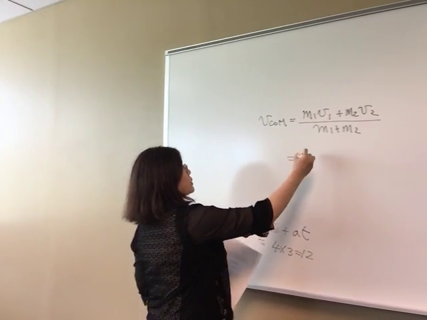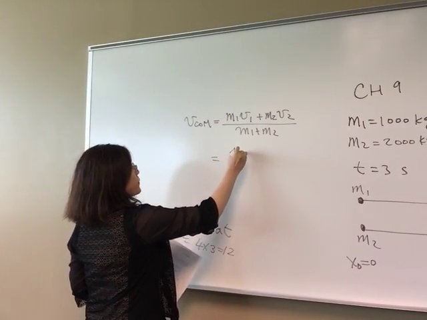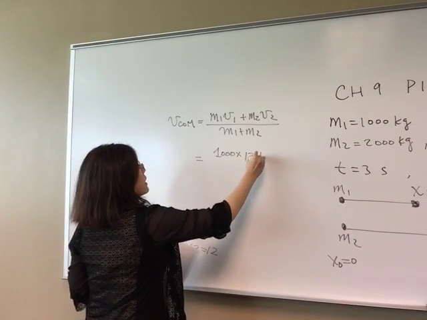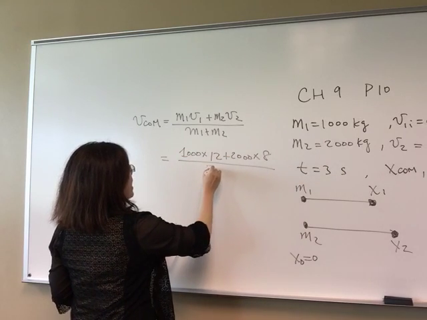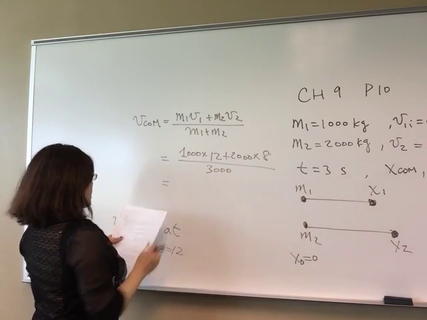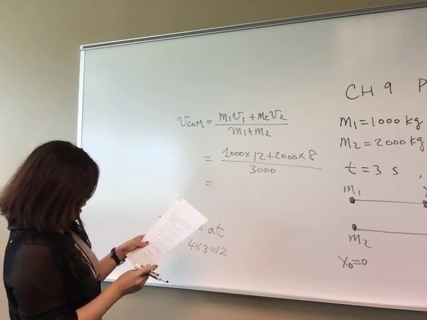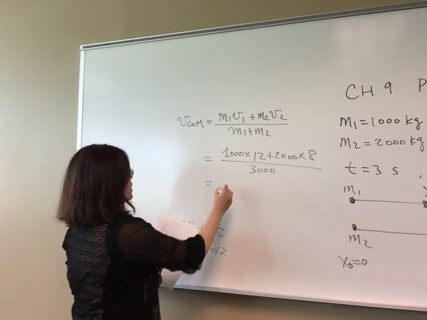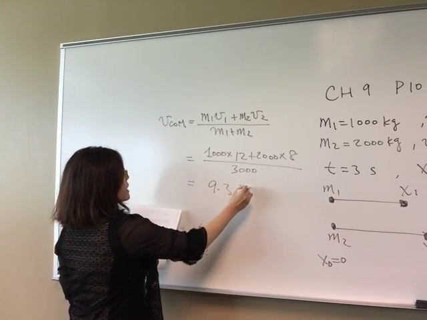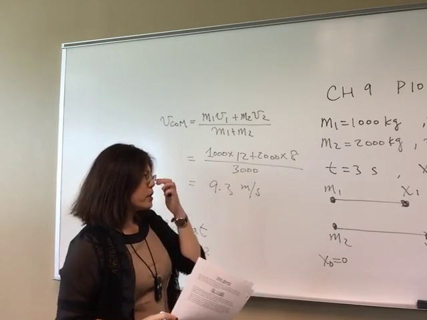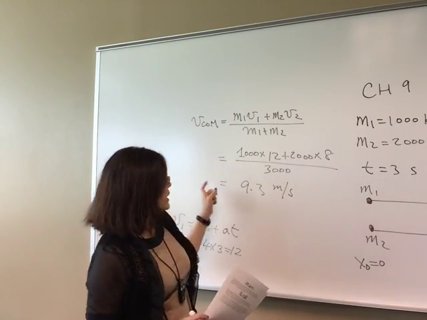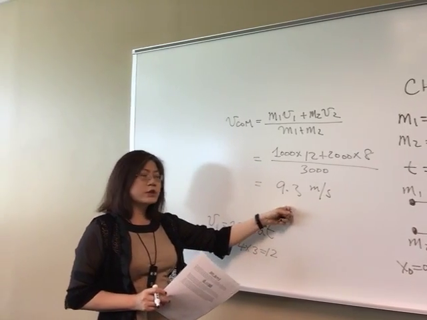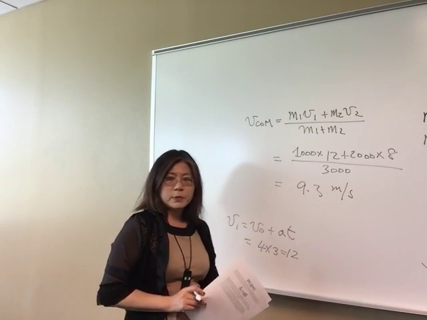So now we can just plug into this. So you have 1,000 times 12, plus 2,000 times 8, over the combined mass, which is 3,000, so the velocity of the COM would be 9.3 meters per second. This is when you treat the two cars as a system, and the center of mass would have a velocity of 9.3 meters per second.